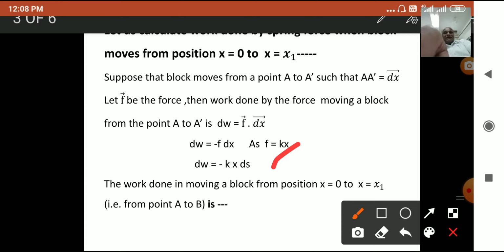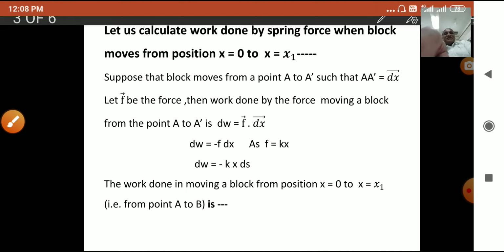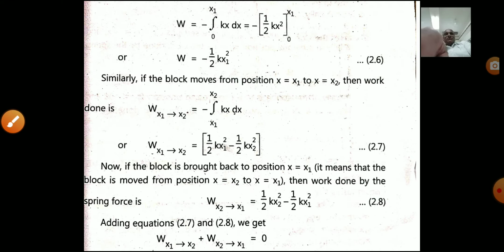So you may write any one. So we integrate this, and this is the integration. So the work done W will be equal to minus sign as it is. The integral is from 0 to x1, because we are finding the work done when the body moves from A to B, that is from distance 0 to x1, kx dx. Here k is constant.